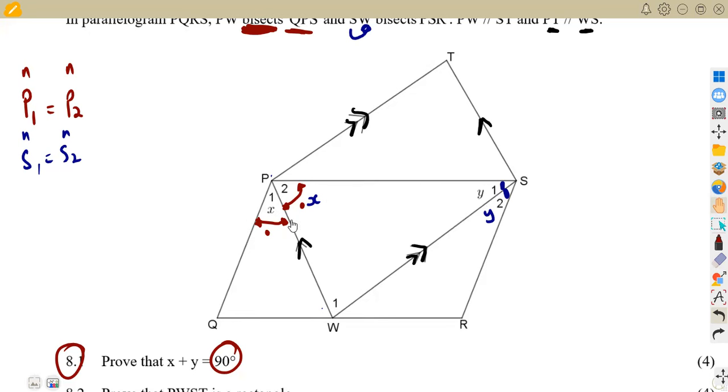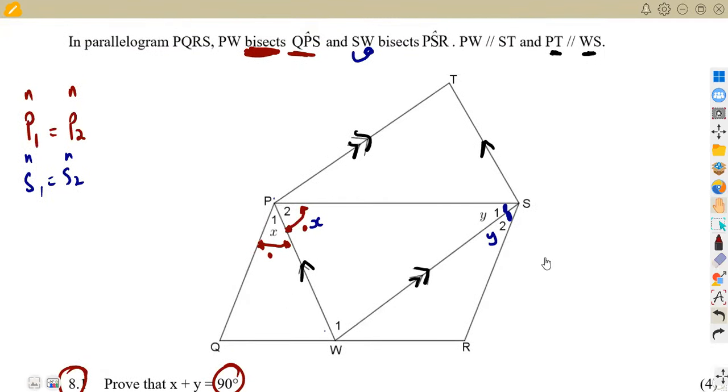So this is interesting. We can actually work with this one. Now PQ, this side, and SR, because we are told this is a parallelogram. From the properties of a parallelogram, it follows that side PS is parallel to QR. PQ is also parallel to RS.